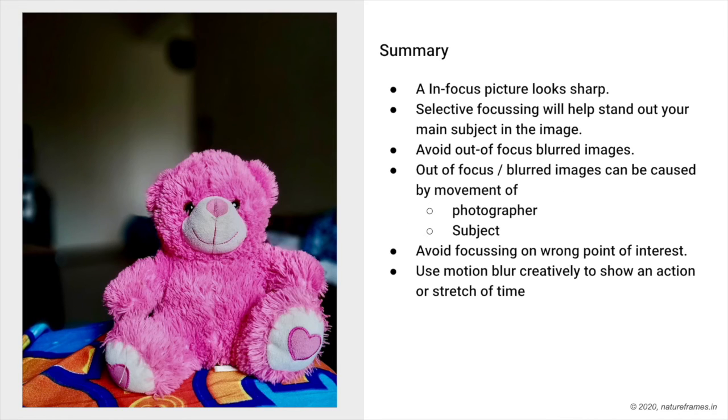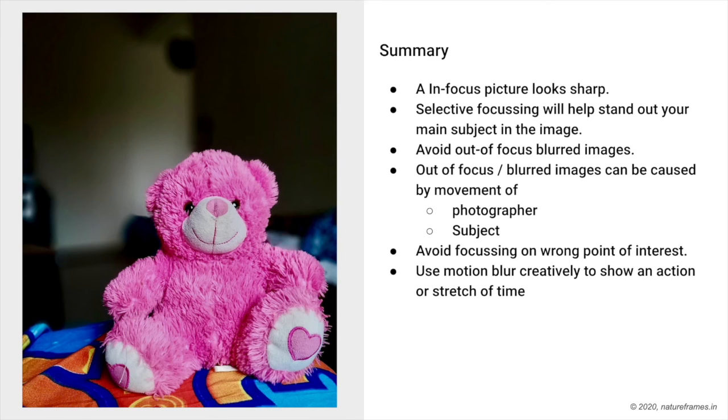Okay, to summarize this lesson, an in-focus picture looks sharp end to end. All of the elements in the photograph look sharp. Selective focusing will help your main subject or main point of interest stand out in the image. Avoid out of focus blurred images. Out of focus or blurred images can be caused by the movement of the photographer or shaky hands of the photographer while taking a shot, or it can be caused by the subject moving.